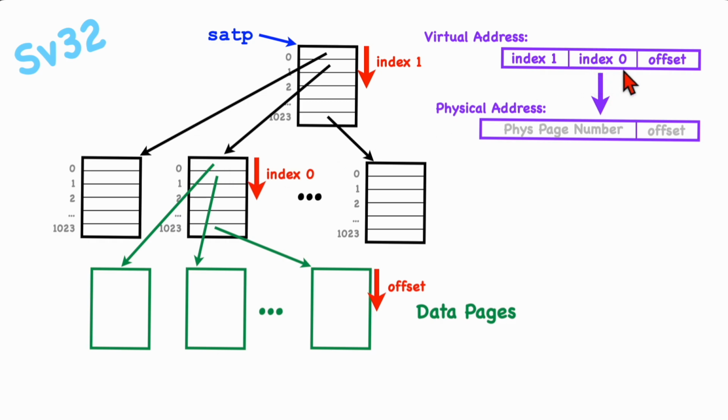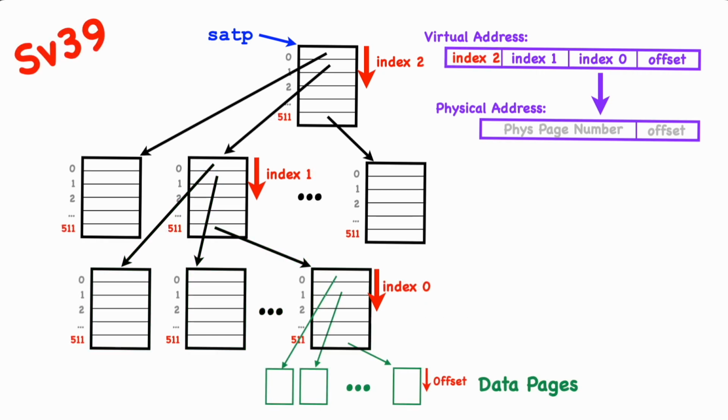And then part 0 is used to index into the node at the second level to get the leaf page table entry. And the offset is used to index into the data page itself to get the byte address we're interested in accessing. Okay, now let's move on to the Sv39 scheme.